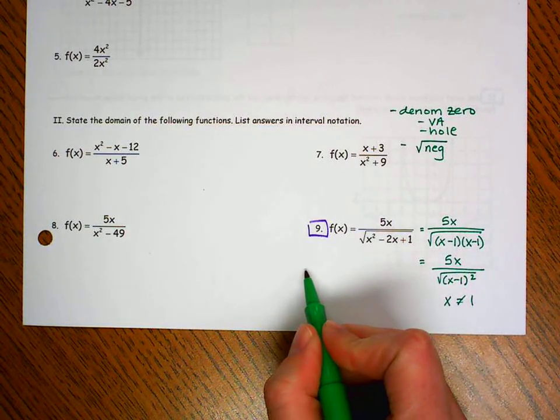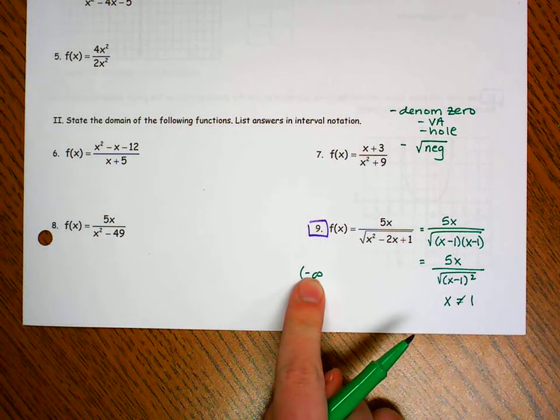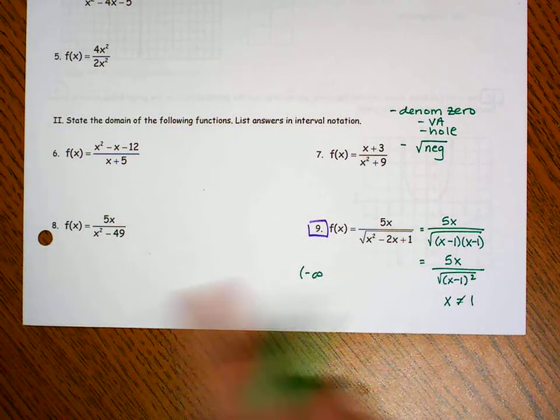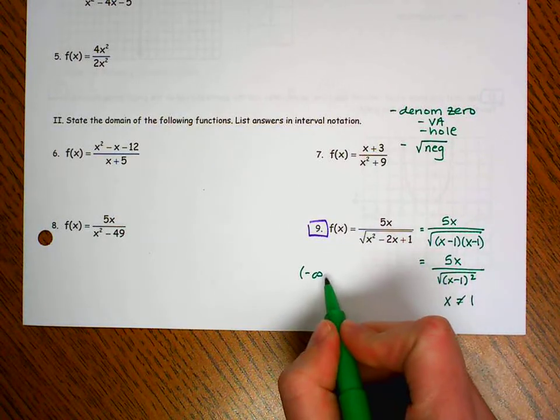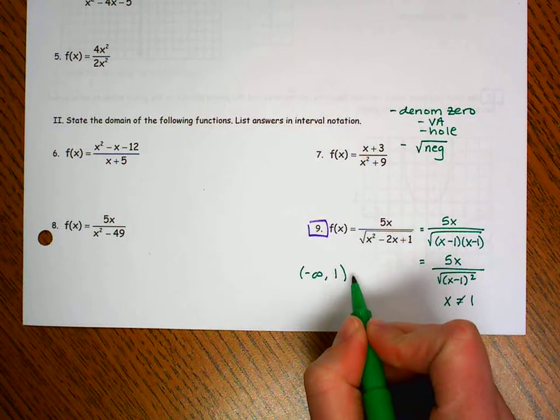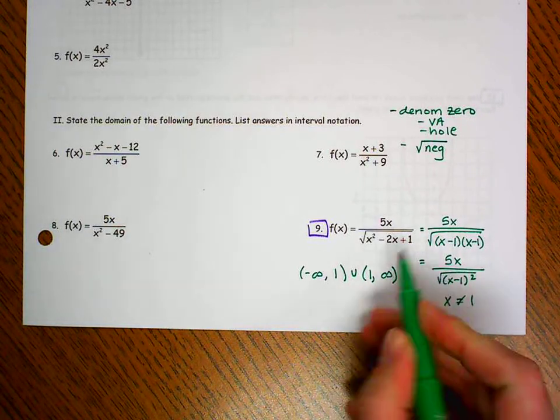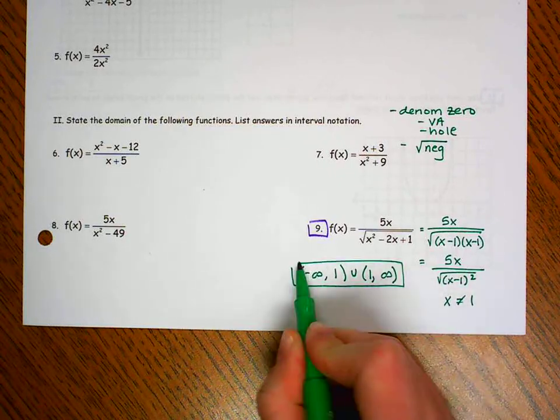So now when I do my domain, I'm going to go from negative infinity. I use a parenthesis because infinity is not a value that I can include. It's saying go all the way down forever and ever. Go to 1. Don't include it because we have a problem at 1. Then start back up after 1 again and go to infinity. So there's number 9 for you.